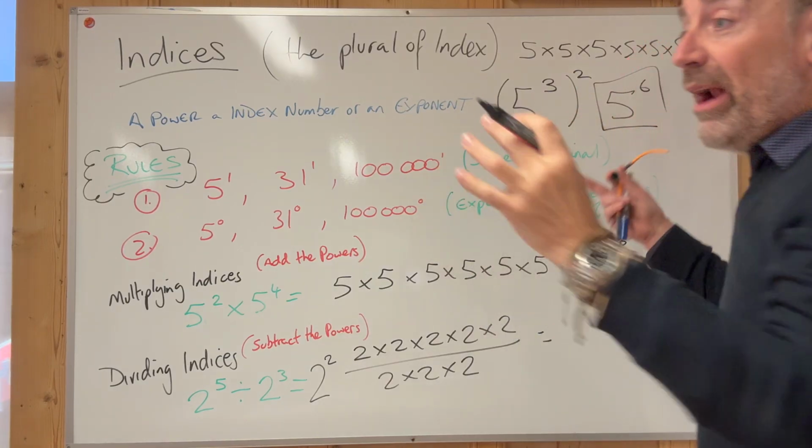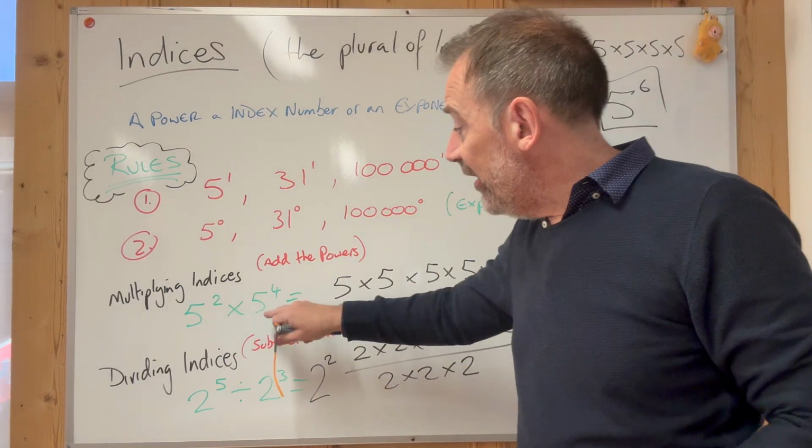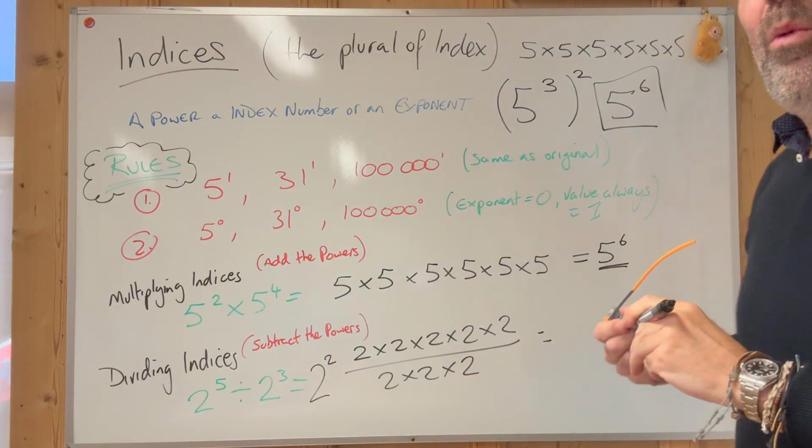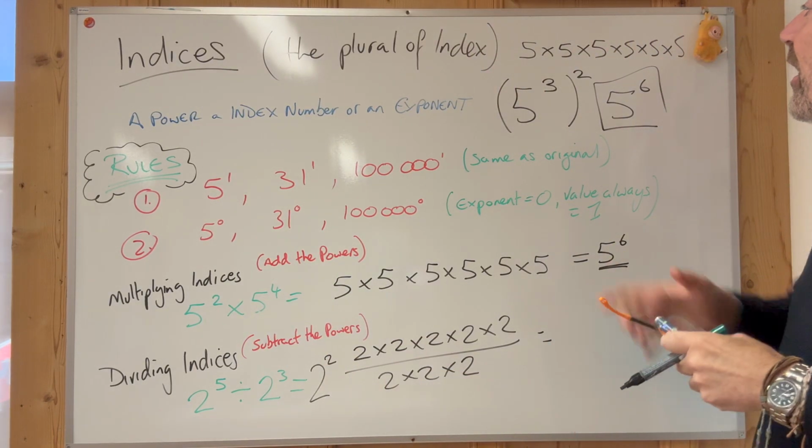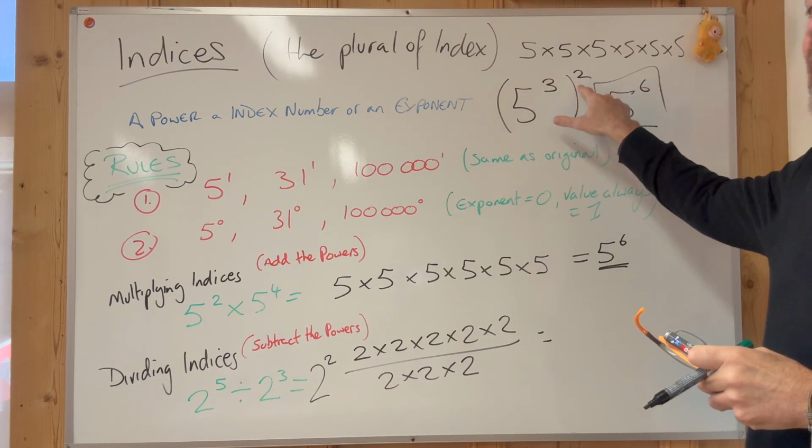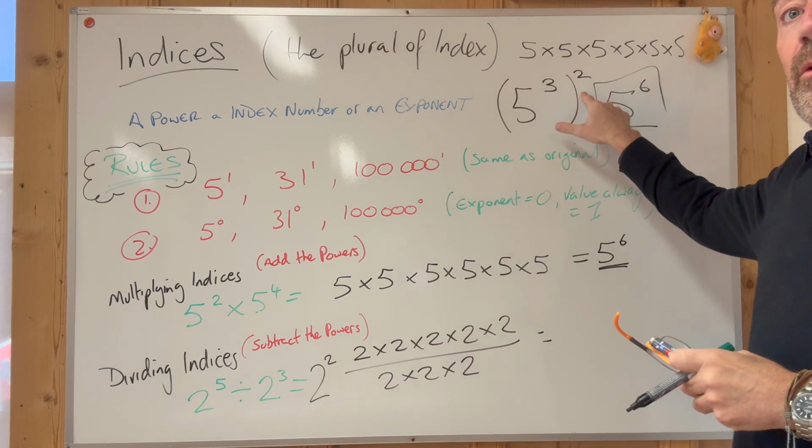Where we didn't have brackets, we add them together. When we've got brackets, you can see here, we've multiplied these two things together.